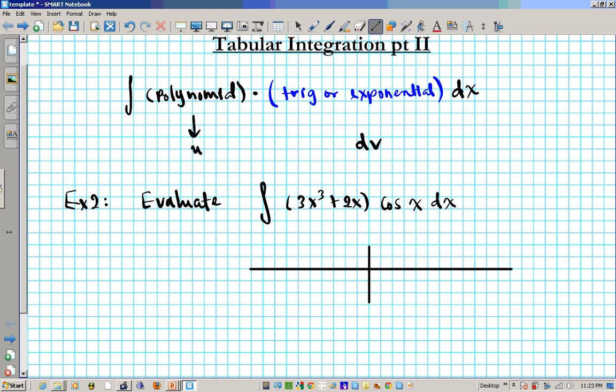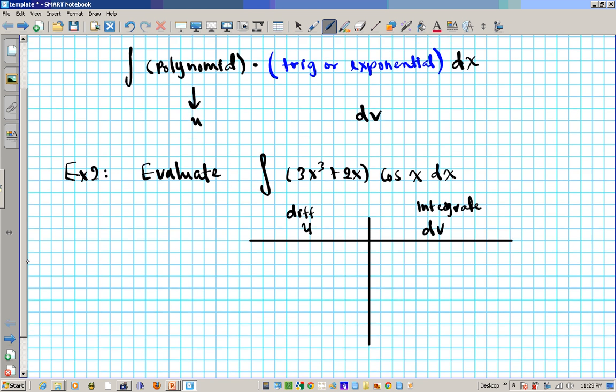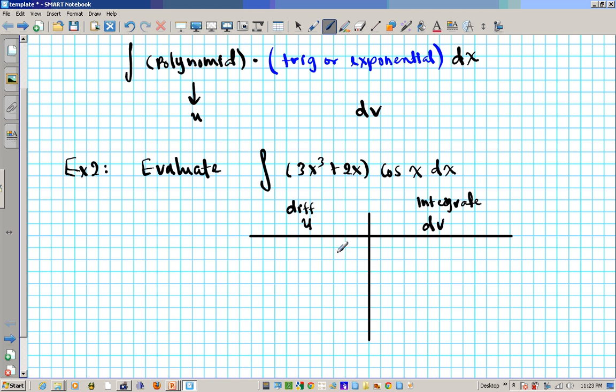So let's put it in the center. Under the u column, we're going to keep repeatedly differentiating. This is the one where we differentiate to find u. And then under my dv column, I'm going to be integrating to find v. So you integrate here, and then you differentiate there. As indicated earlier, the polynomial function is always what u is. So we're going to extract this polynomial component, 3x to the third plus 2x, as my u, and then the remaining piece, cosine x dx, cosine x will be my dv.